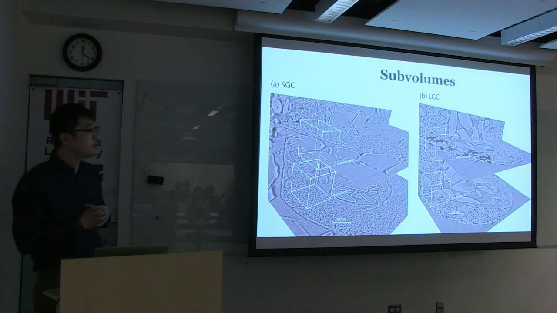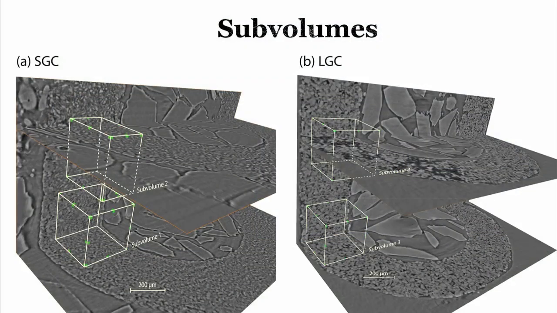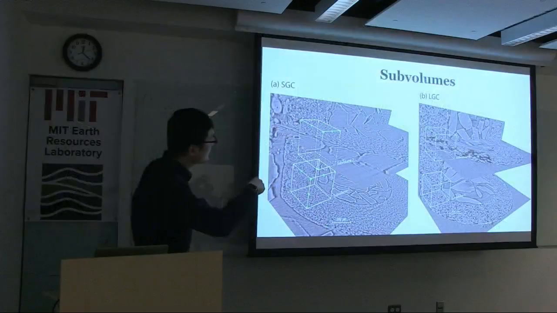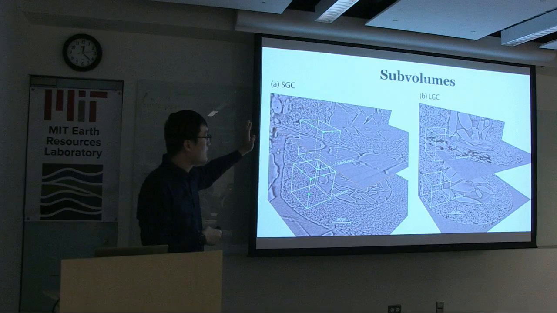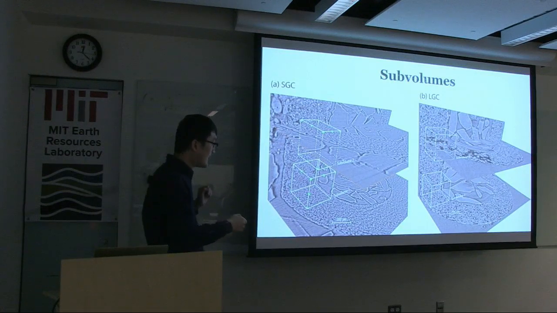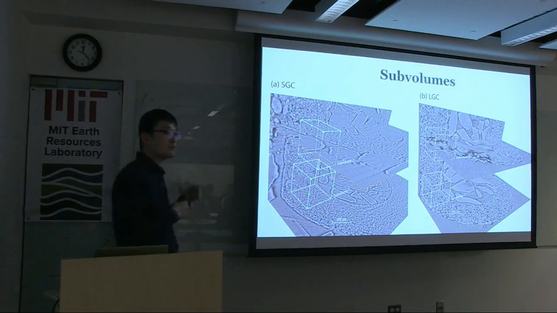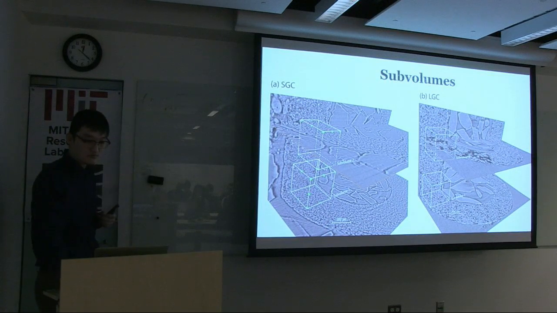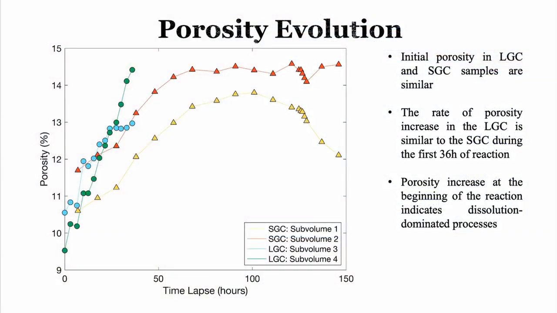And then in each sample, we selected 2 regions to do porosity analysis. And here I have to mention that for the SGC sample, subvolume 2 is closer to the outer edge of this cup wall, and subvolume 1 is closer to the inner edge. And then by isolating all the pores within that subvolume, we can have a porosity evolution plot. And here we see that the initial porosity of both samples is comparable.